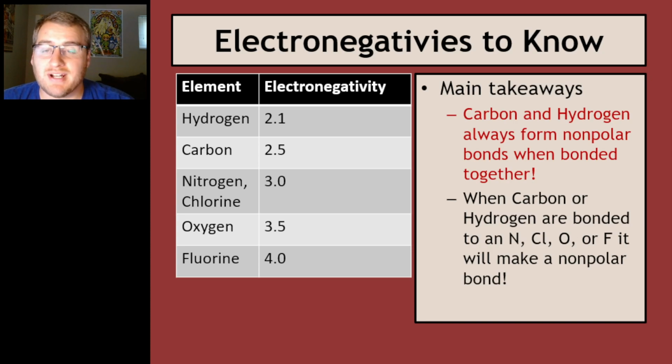But if carbon is bonded to any of these other things, which happens very commonly, to nitrogen, chlorine, oxygen, or fluorine, or if hydrogen is bonded to any of these other things, that is always polar. Another typo, so change in your notes real quick, where it says we'll make a non-polar bond, that's supposed to say make a polar bond on the second one there. So just killing it today. You're welcome. So carbon and hydrogen bonded to any of these four will always be polar. It's always going to be a greater than 0.4 difference.